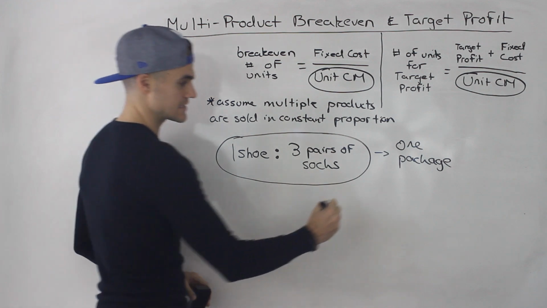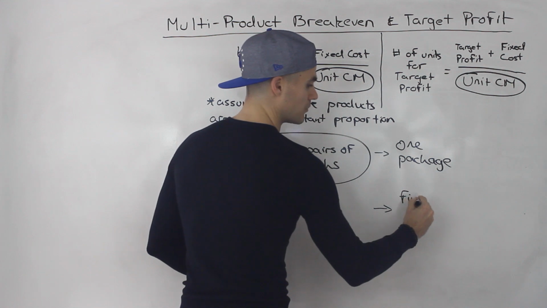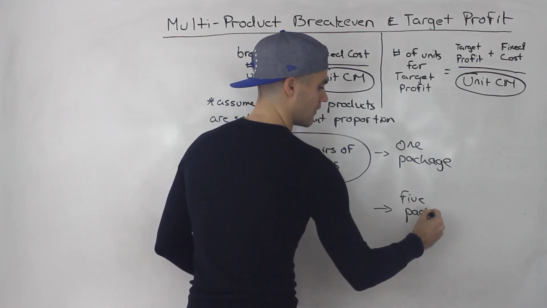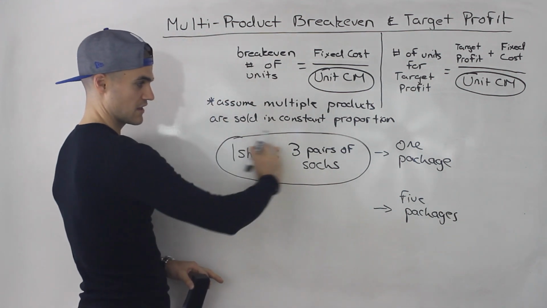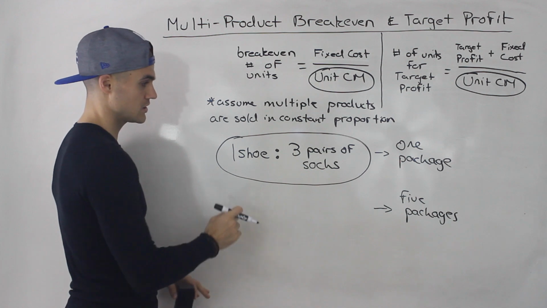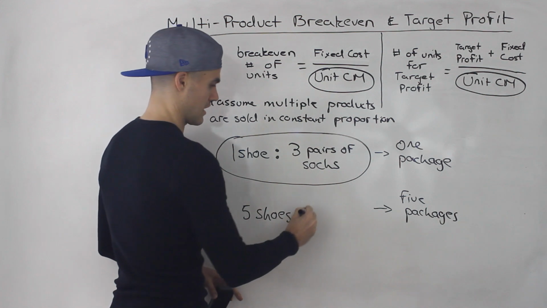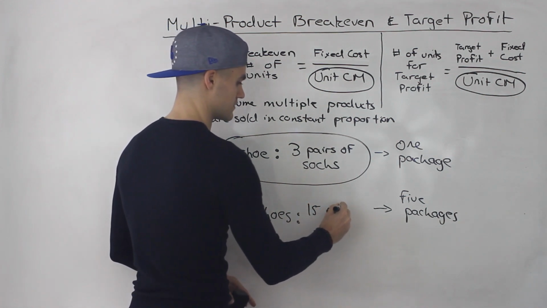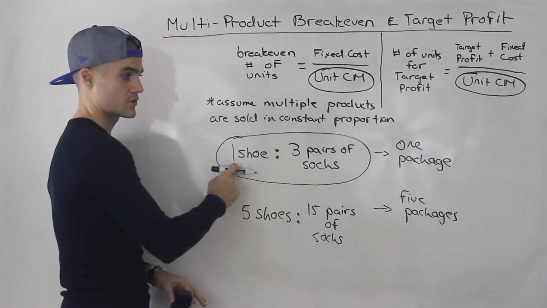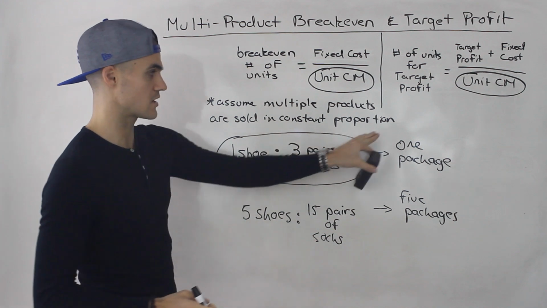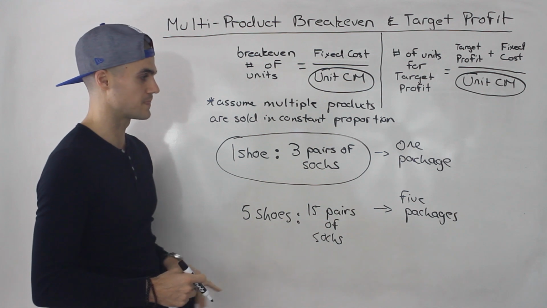So for example, let's say we're just talking about 5 packages. Well, if we're talking about 5 packages, if we're using this proportion here, remember it's a constant proportion, we'd be talking about 5 shoes and 15 pairs of socks. Right? I just took these numbers and multiplied it by 5. All of this represented one package, so 5 packages. We'd have to multiply these numbers by 5 to get this proportion here.